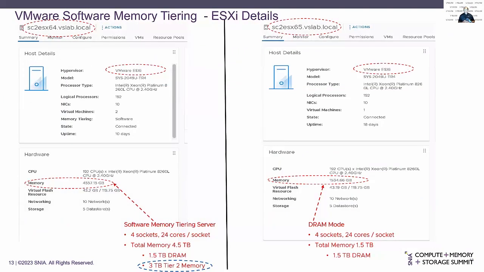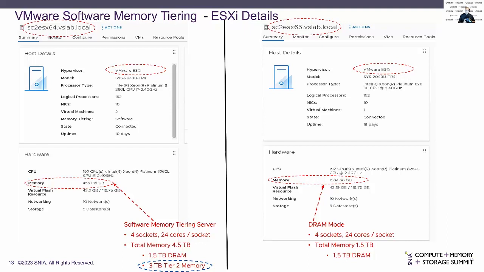All right, so let's look at the lab setup that we have here before us. Essentially, we had two ESXi servers, exactly the same version. The server on the left-hand side has the software memory tiering architecture, and the server on the right-hand side is a pure DRAM mode server. From a VMware version perspective, the servers are exactly the same. Both servers had 4 sockets and 24 cores per socket, which means each server had 4 NUMA nodes.